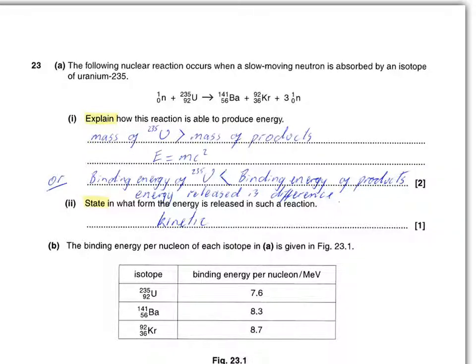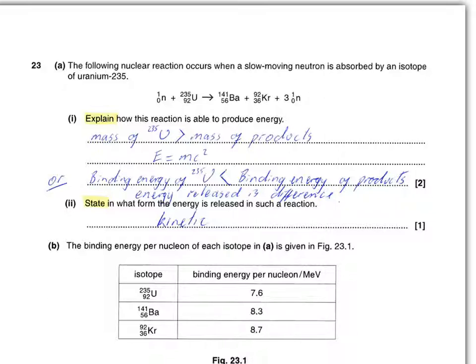Okay, so this is G485 Homework Booklet 23. We've got a fairly standard fission reaction binding energy type question. So we said that with uranium-235 we absorb a slow moving neutron, absorbed by the uranium-235, and ultimately it's ending up with this barium and krypton, is it Kr?